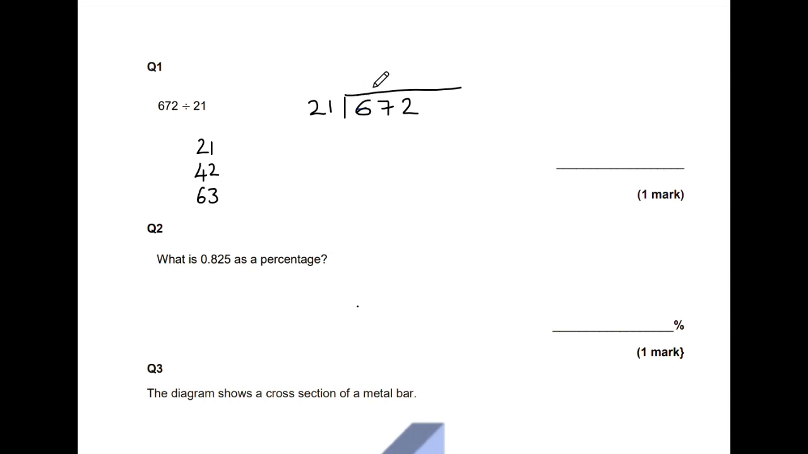So 21s into 6 don't go. 21s into 67, well, there's 3 of those are 63. And that would leave us 4 left over. 21s into 42 go twice. So the answer is 32.